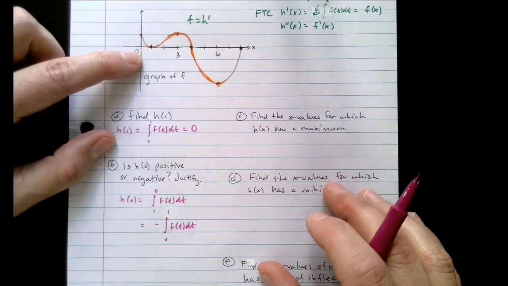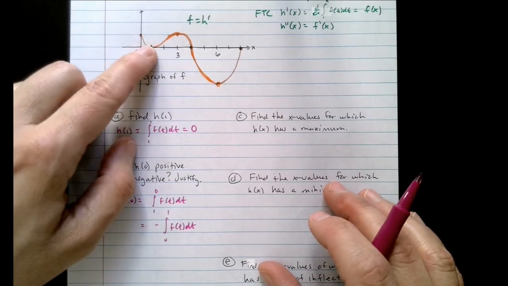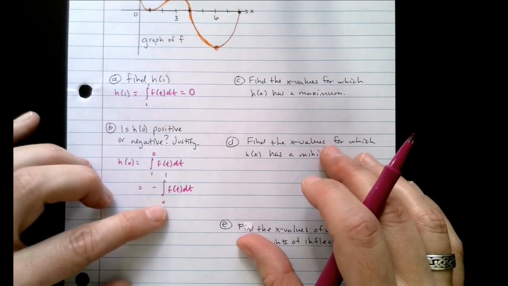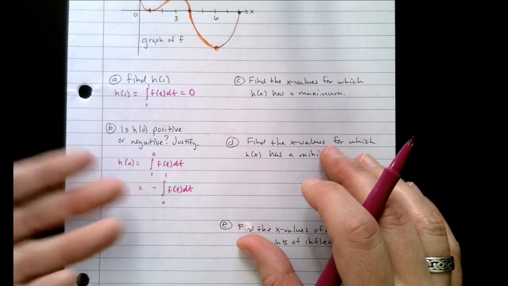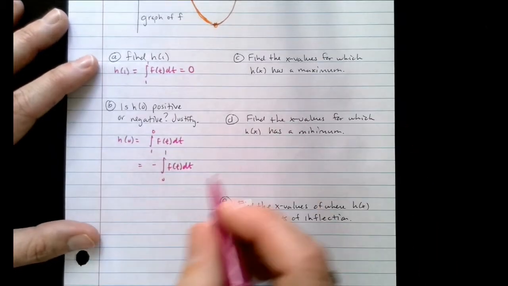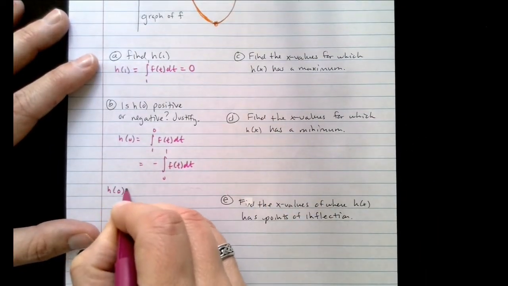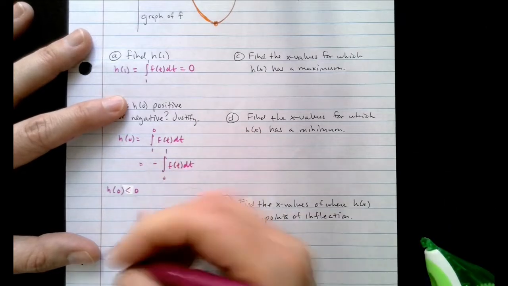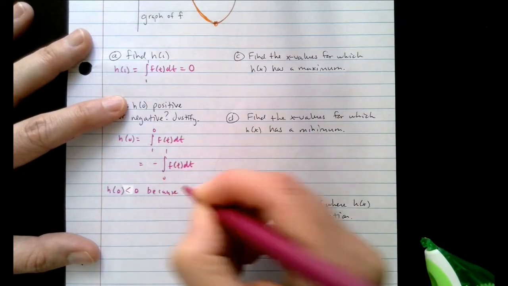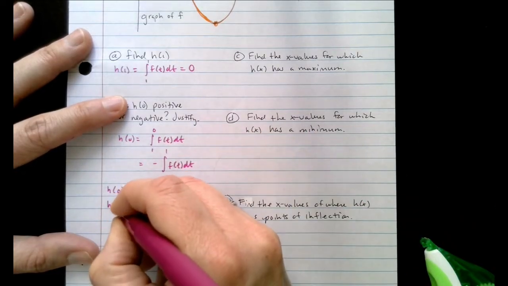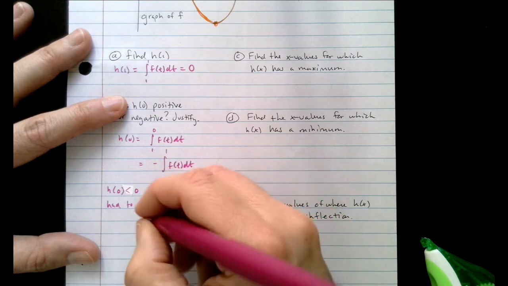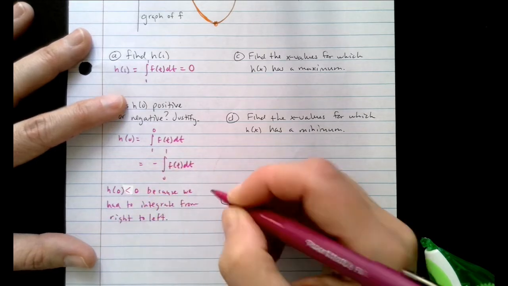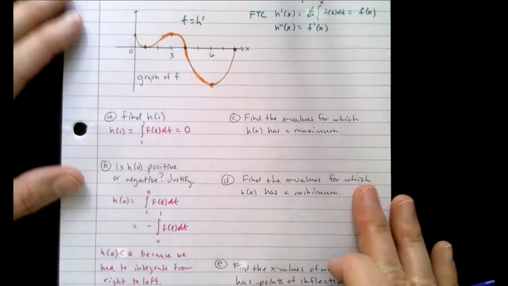And since we know this is the graph of f, if we're actually looking at this area from 0 to 1, we can see it's above the x-axis, right? But because we had to switch the bounds to get it, we actually know our area would be negative. So really, we would say h of 0 is negative because we had to integrate from right to left. That's where the negative comes from. Let's move on to C.